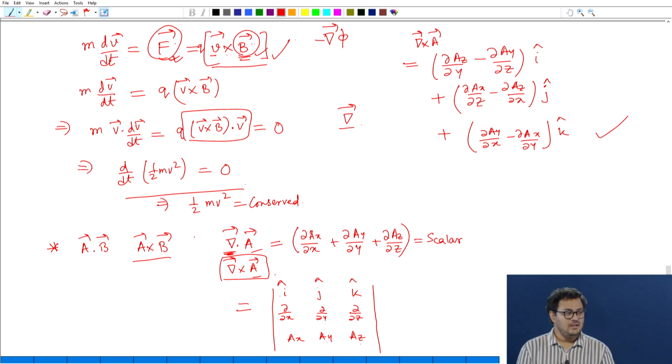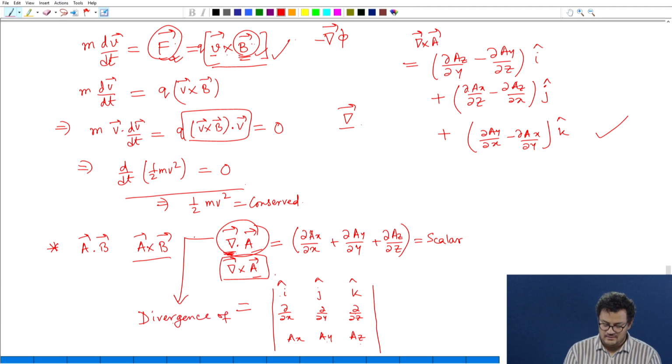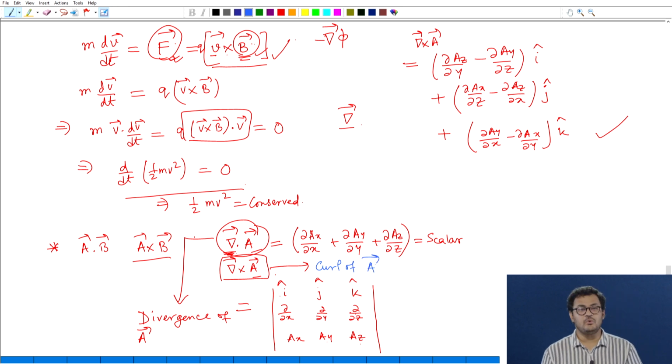Now, I will derive two important results here, which we will need very well. Before that, let me give their names. This one is known as the divergence of A, or the divergence of the vector field. And this one we call the curl of A. Sometimes we also say rotational of A, or curl of A simply.